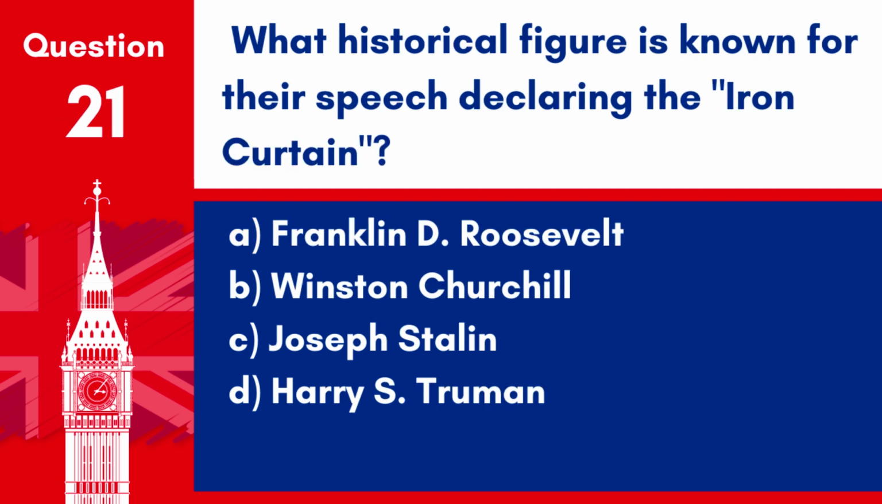Question 21. What historical figure is known for their speech declaring the Iron Curtain? A. Franklin D. Roosevelt. B. Winston Churchill. C. Joseph Stalin. D. Harry S. Truman. Answer: B. Winston Churchill. Winston Churchill is known for his speech declaring the Iron Curtain, which he delivered in 1946 to describe the division between Western powers and the Soviet-controlled regions.